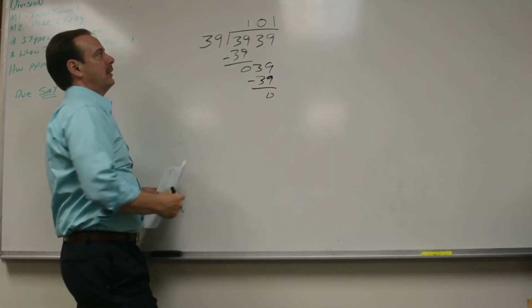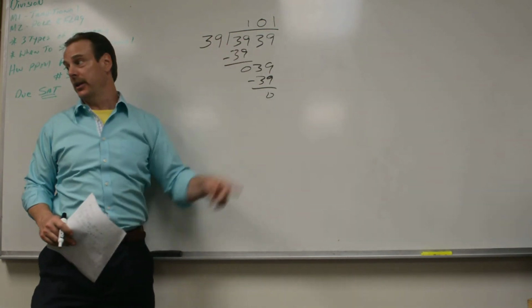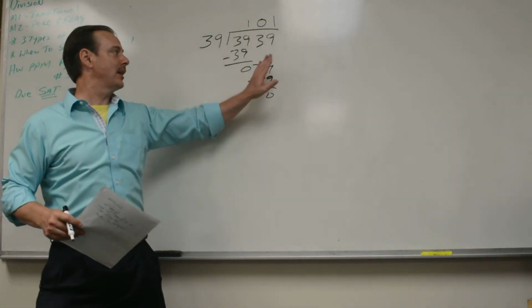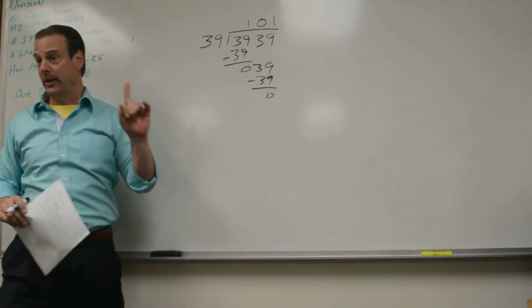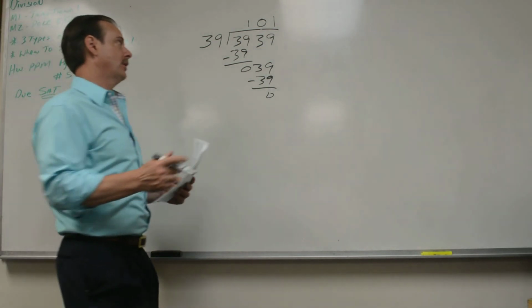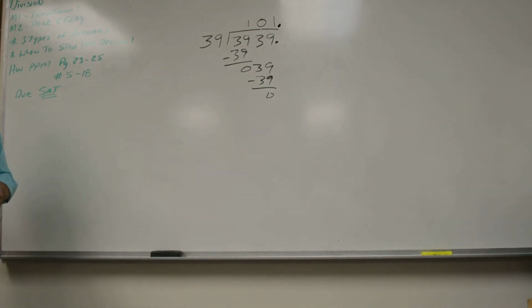Now, if we multiply 39 times 101, we're going to get 3,939. That works out. So be careful when you bring something down like the 3 here, and 39 doesn't go into 3, you've got to put a 0 in the quotient. Remember that. Anytime you bring the number down, you have to put something in the quotient. How come you don't have a decimal up there? Didn't need it. It terminated.